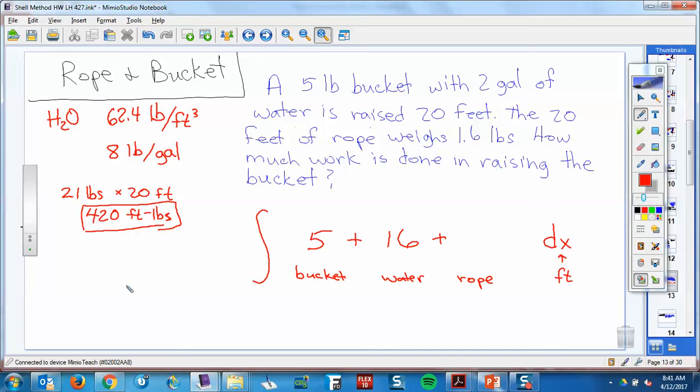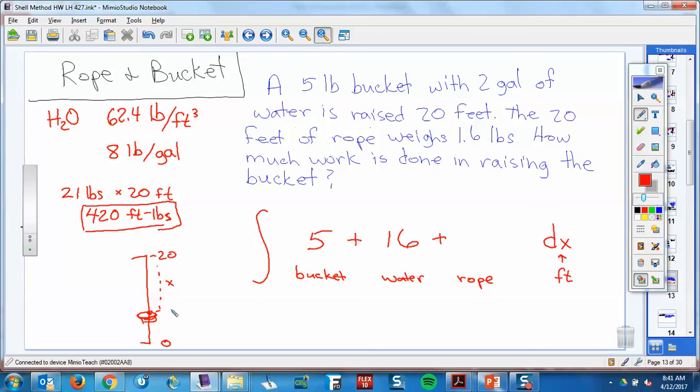It's not 0.08x. When we draw this picture, here's the bucket down here. This is going to be 0. This is going to be 20. The bucket is right down here. This amount of rope, let's call that x. We could call it y, actually, since it's going up and down. It might make more sense, but we'll call it x. That's fine. How much rope is out at any time?